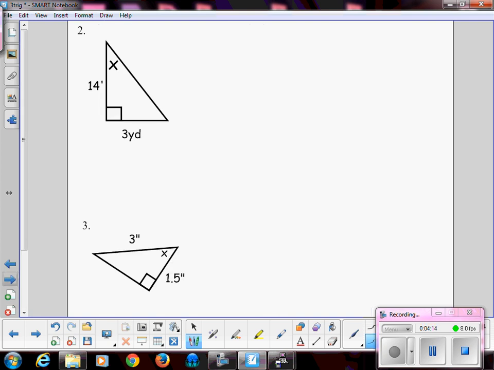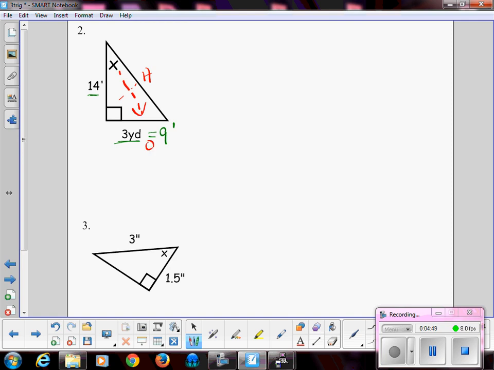Now in this example, again, the first thing that I have to watch out for. Okay, so with the next example, same kind of process, we want to label our triangle. One thing that I did notice is I have 14 feet, but this one here is yards, so I have to have the units the same. I know that there are 3 feet in 1 yard, so this means I have 9 feet. So now everything's fine. You really have to watch out for that to make sure that your units are the same.